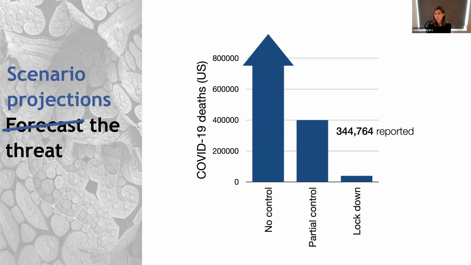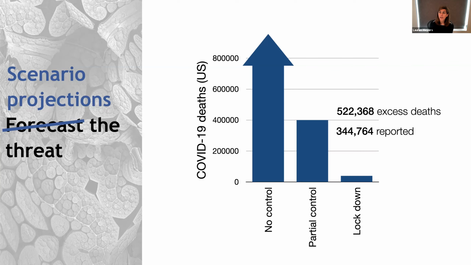In fact, the US reported 344,764 deaths in 2020. And a recent study in JAMA estimates that there were closer to 522,000 deaths due to COVID in 2020.